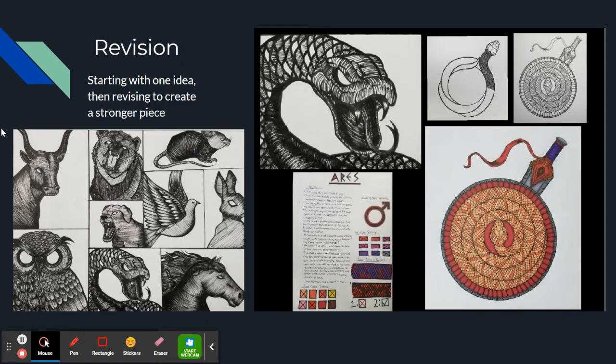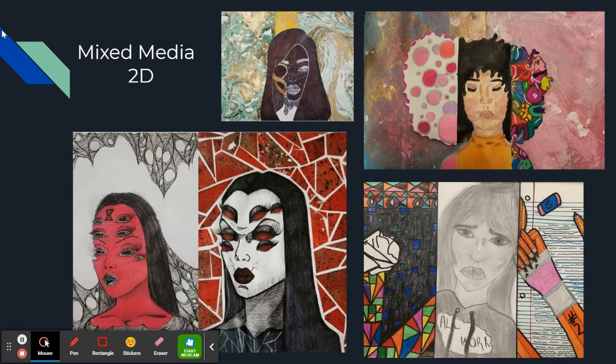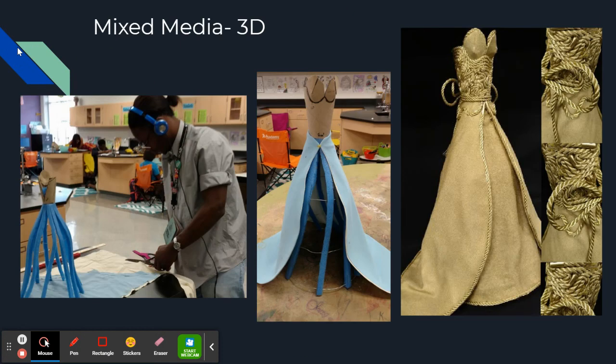And then there's also revision, starting with one idea and then revising it to create a stronger piece. You can see here the original sketches and then the idea pulled from the original sketches and how that whole idea transformed into something different. Then we have mixed media with 2D pieces, anywhere from drawings to spray paint, hot gluing things onto spray paint pieces using multiple different types of mediums. Then we have mixed media with 3D. This one is actually made out of wire, pool noodles, fabric, cardboard, and rope.